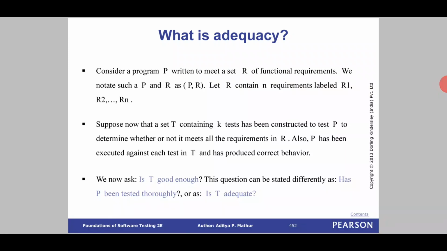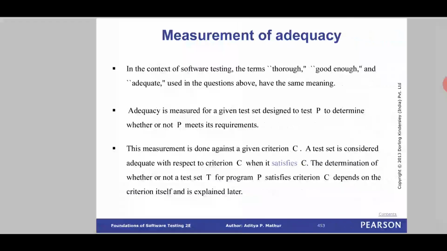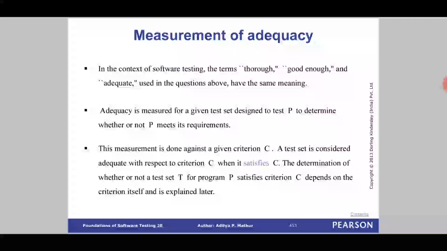I mean T is actually enough. It will cover all the cases. That's why the set T, the capital T, which is a collection of test cases T1, T2, T3, T4, T5, is adequate. That is the meaning of adequacy. Adequacy is nothing but whether the test set T is enough to say that it covers all the aspects of program P. It covers all the statements, all the loops, all the branches in that program. If the test cases cover all these aspects, we can easily say that T is adequate, or T is enough. That is the meaning of adequacy.